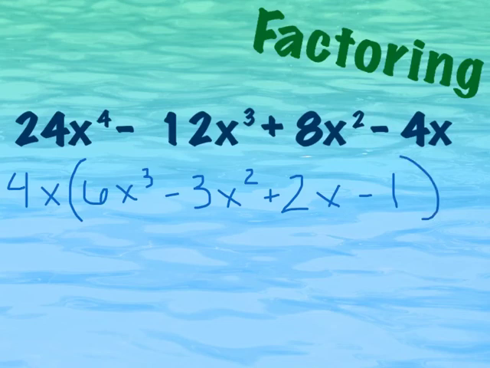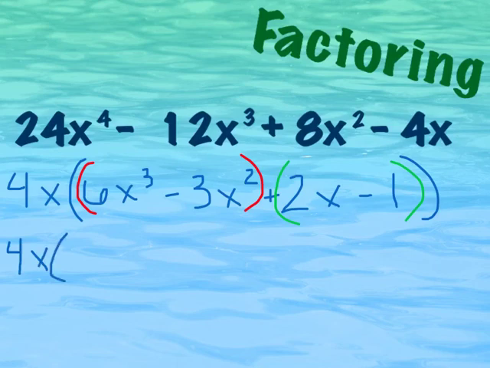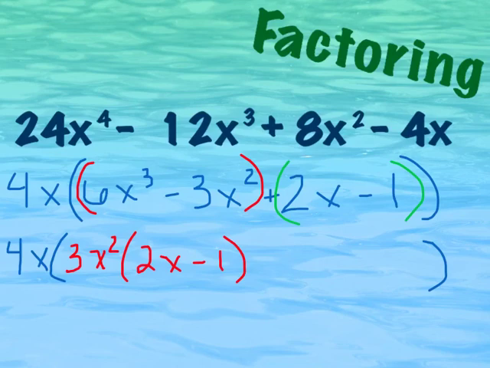Now, looking inside our parentheses, we see that we have 4 terms left. That means that we're going to have to factor by grouping. I group together my first 2 terms, and I group together my last 2 terms. Remember you still have this 4x out front, but let's factor our insides. The first 2 terms, we look for our greatest common factor, and that would be 3x squared. When we factor that out, we're left with 2x minus 1. And then factoring our last terms, the greatest common factor is 1. And when we divide out that 1, we're still left with 2x minus 1.